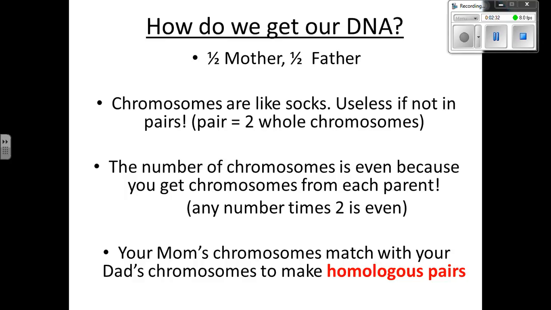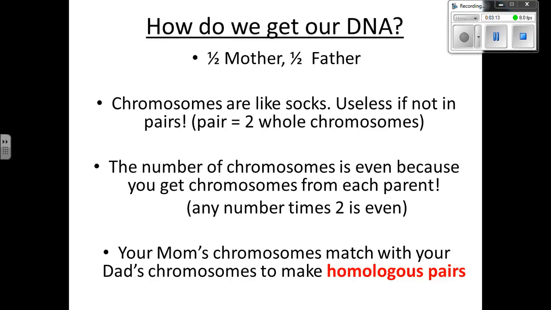So how do we get our DNA? Backing up, genetically speaking, and this would be important when we talk about cancer and the cell cycle, you need to understand that half of your genes come from mom and half come from your dad. And chromosomes are kind of like socks. They're useless if you don't have a pair of socks. Pair equals two. If you have one sock, you're not going to walk around with the other foot not covered. So they're really much like socks. They come in pairs because you get one from mom and one from dad. And the number of chromosomes is always even because you, of course, have two parents.